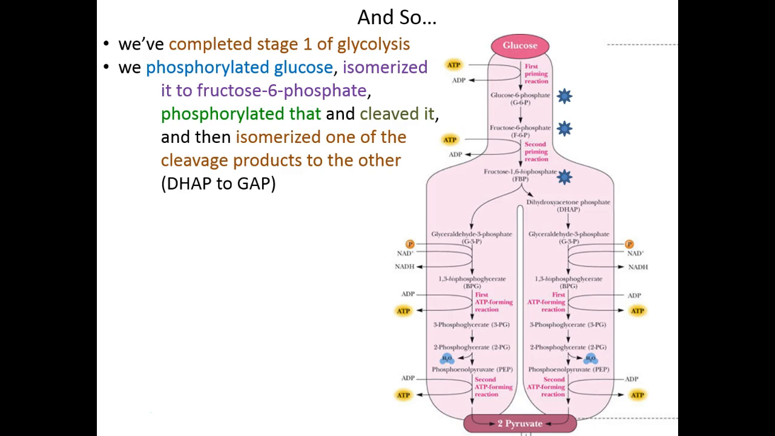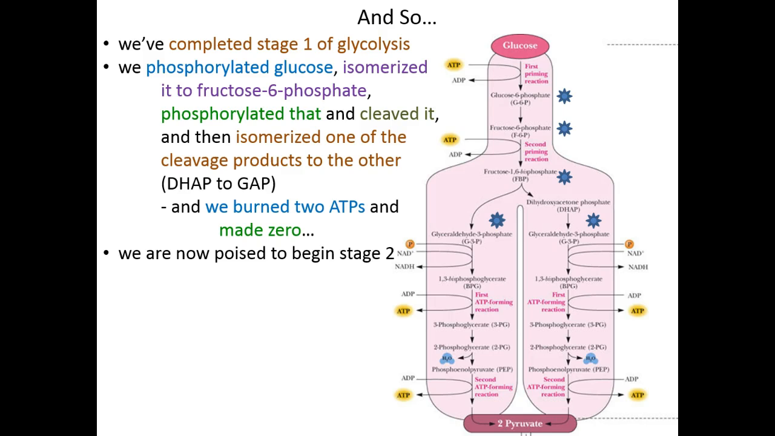Step 1 required an ATP molecule. Step 3 required an ATP molecule. 2 ATPs had been burned. Fructose 1,6-bisphosphate was then cleaved into GAP and DHAP. And finally, DHAP was isomerized to a second molecule of GAP by triose phosphate isomerase. We now have 2 molecules of GAP lined up and poised, ready to begin stage 2 of glycolysis. We've burned 2 ATPs. At this point, we have not made a single ATP. So halfway through glycolysis, we are at an ATP deficit.